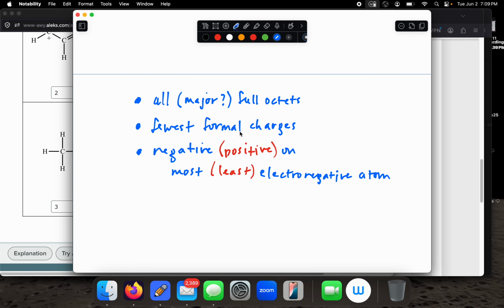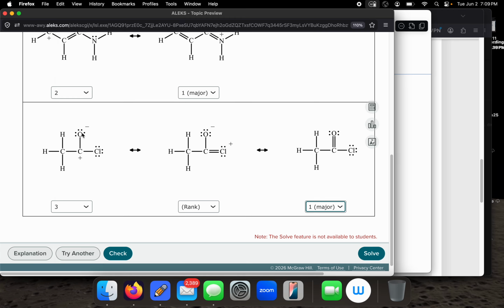Let's go back here. Fewest formal charges. And that's got the fewest formal charges. And so this is going to be number 2.